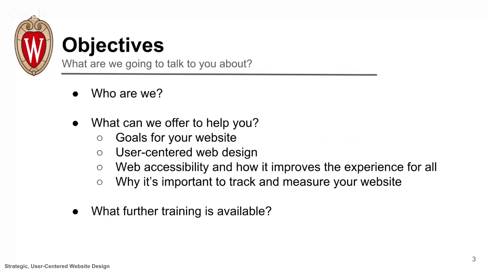This is a highlight of what we plan to train people on over the next several months, which is setting goals for your website, thinking about user-centered web design, talking more about web accessibility and how it improves the experience for all, and then talking about why it's important to track and measure your website. Those are cyclical ideas that we want to make sure we touch on as we go throughout this process. And lastly, at the very end, we'll talk about all the various trainings that will be available moving forward.